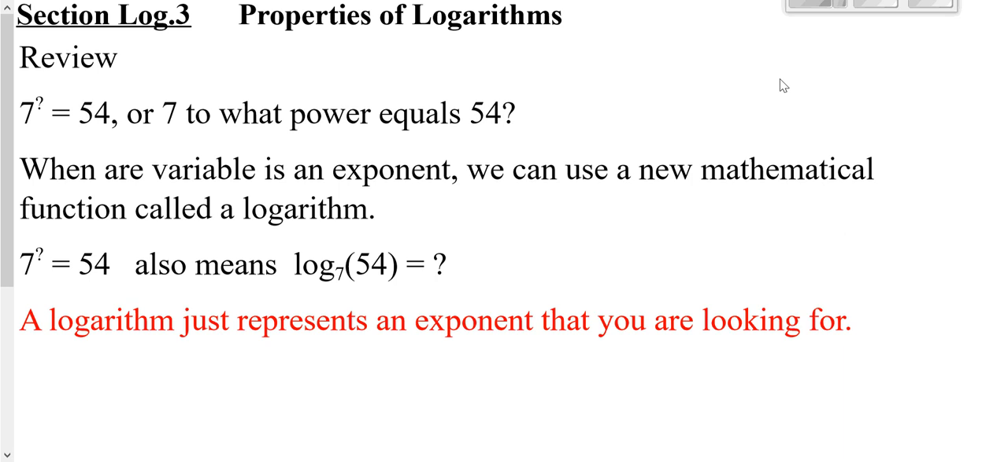So we're going to look at properties of logarithms. We talked about the definition of a logarithm and going from the logarithmic form to the exponential form. Now, just to review, a logarithm is an exponent. So if we were looking at 7 to what power is 54, we could rewrite that as log base 7 of 54, and that would represent that exponent. So any logarithm is an exponent.